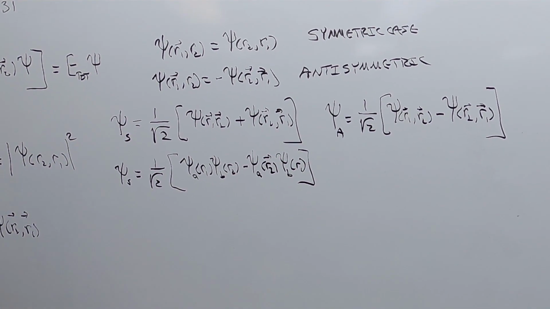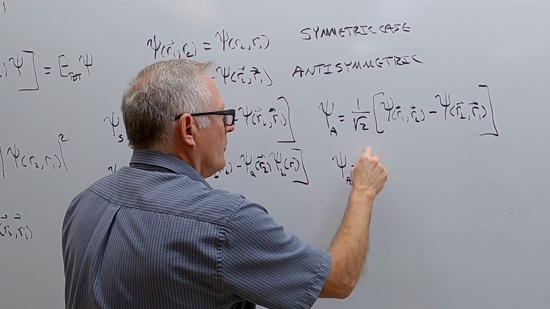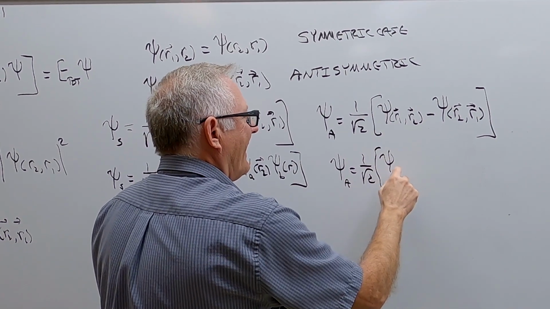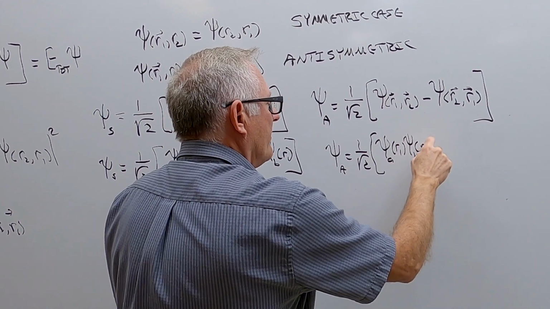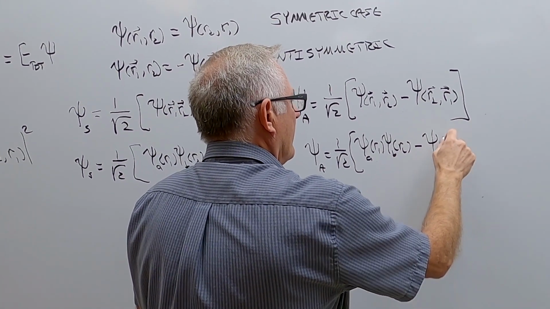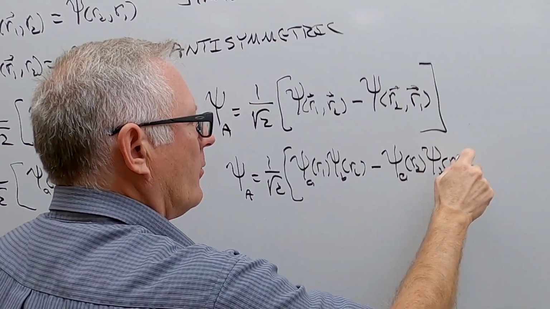Okay, and likewise this one over here, this anti-symmetric one, would be 1 over the square root of 2 times psi A of R1, psi B of R2, minus psi A of R2, psi B of R1.